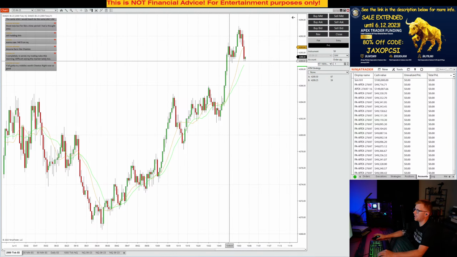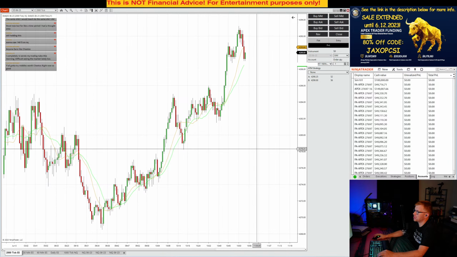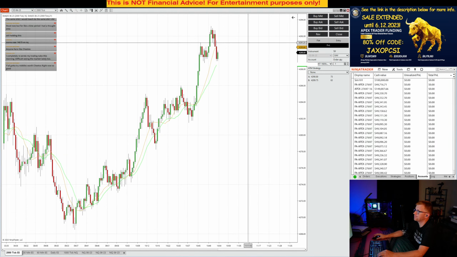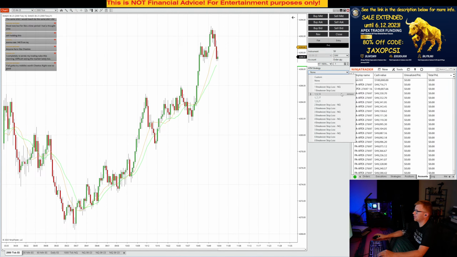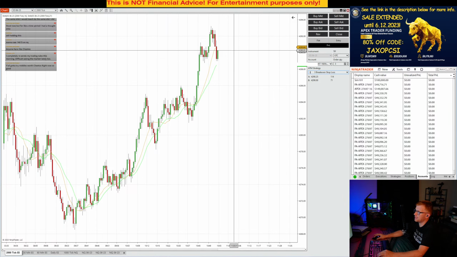Okay, here's our pullback. Now, how do we make sure this isn't just more of a pullback before we enter? That's the question. Oh, crap. Okay, I wasn't sure that I had my ATM strategies, but that actually did work. So it imported my ATM strategies, but not my trade history.